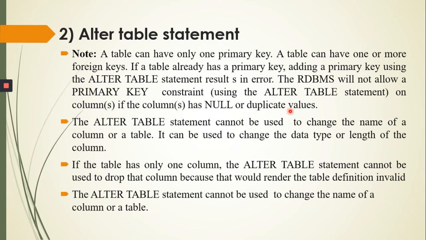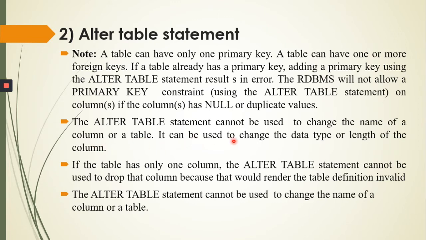A primary key means unique values. If a column has a null value, meaning no value, or a duplicate, meaning the same value more than one time, then we cannot apply a primary key on this column. The alter table statement cannot be used to change the name of the column or the table. We can only modify the content of the table. We cannot change the name of the table or the names of the columns.